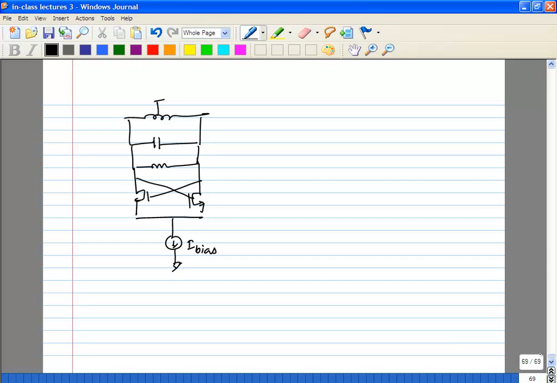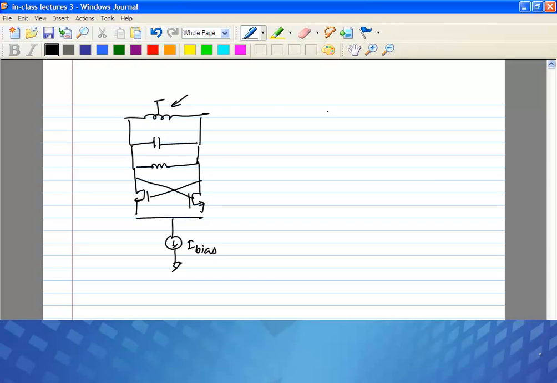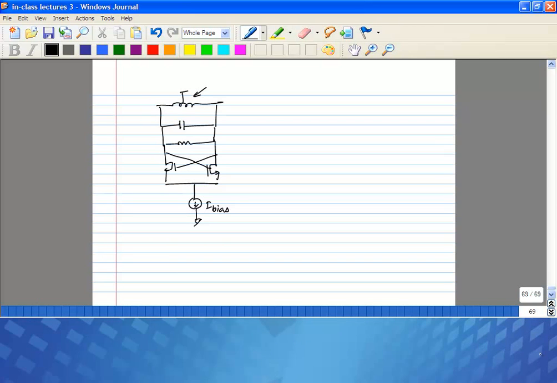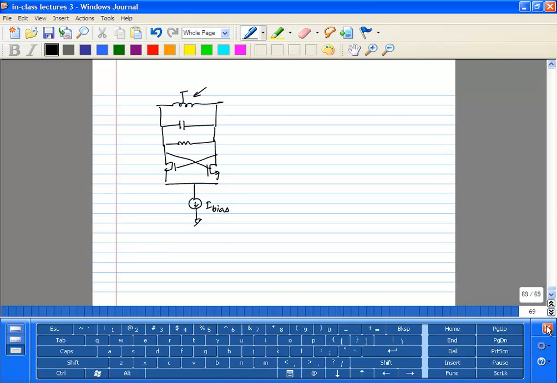Okay, and of course there are multiple ways of doing this. Okay, so you can add the current source at the bottom, you can add the current source here and ground this guy. Okay, there are multiple ways of doing this, and then you can have a PMOS version. Here we are just looking at the NMOS version, right?